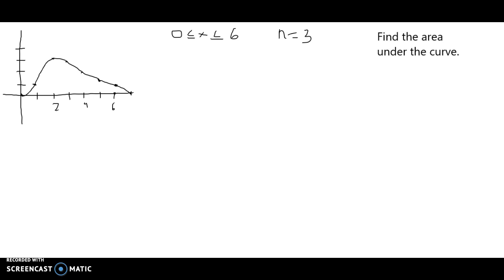So right now I got you guys a graph right over here, and the domain is 0 to 6. N equals 3, which means it wants 3 rectangles. And so you're going to make 3 rectangles, and it's right-hand approximation. So there's right-hand approximation rectangles, left-hand, and midpoint. Today I'm going to show you how to do right-hand approximation rectangles.